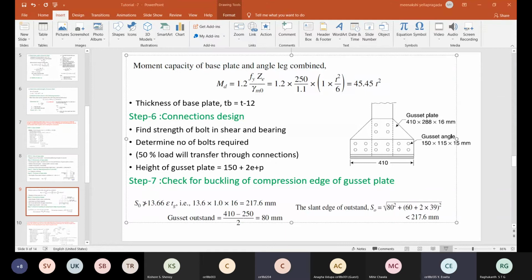Ma'am, while calculating the bearing strength, should we take the thickness as 12 or 17? It is not the gusset base we are taking. No, we have to take the thickness of the base plate, 17 mm only. Okay, ma'am. We are designing the connection only for the gusset base. So whatever the properties of the gusset base we have calculated, those things only we have to consider while making the connection design. Okay, ma'am.